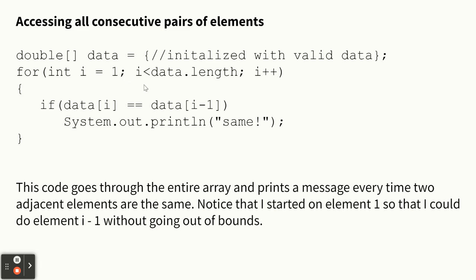If I started at 0 and then tried to do I minus 1, it would crash because you're not allowed to access element -1. So this one just prints the word same if it finds 2 that are the same.